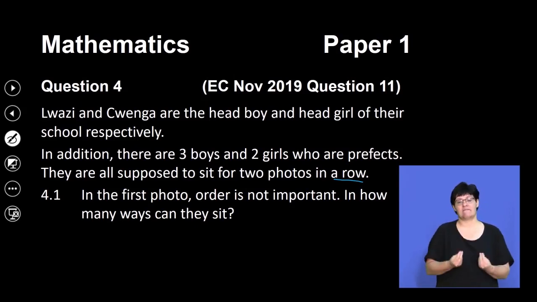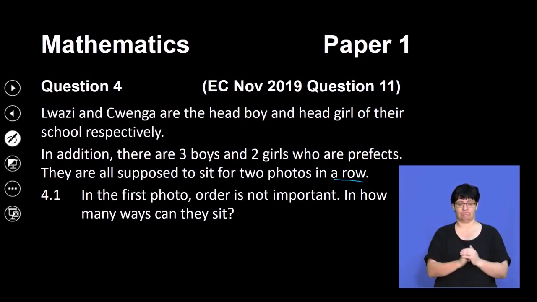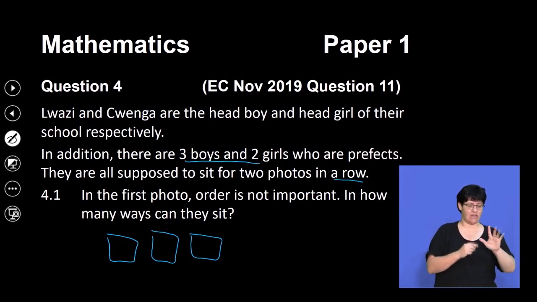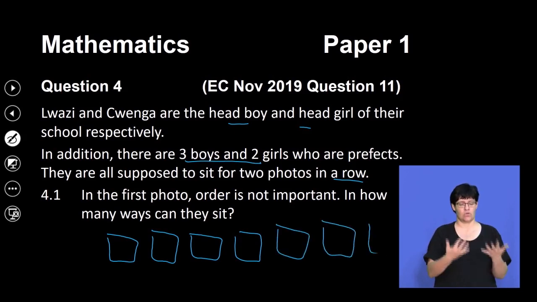But effectively, there's a head boy, a head girl, and then 5 other students or prefects who are all sitting in one row. All right, so the first question. In the first photo, the order of how they sit is not important. In how many ways can they sit for this photo? Okay, so we have 7 seats in a row. We have these 5 plus the head boy and the head girl. That's 1, 2, 3, 4, 5, 6, 7.